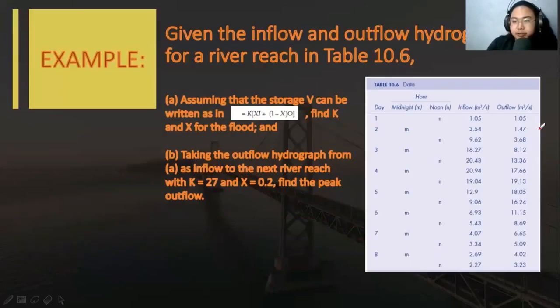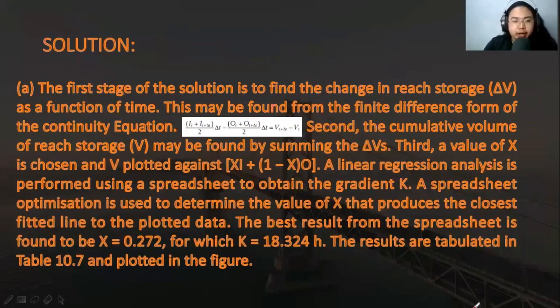So, ayan, may table tayo for inflows and for outflows. Solution for letter A: the first stage of the solution is to find the change in reach storage, change of V as a function of time. This may be found from the finite difference form of the continuity equation. Yung kanina diniscuss ko sa reservoir routing, ito na equation, finite difference. Second, the cumulative volume of reach storage may be found by summing the changes of these.